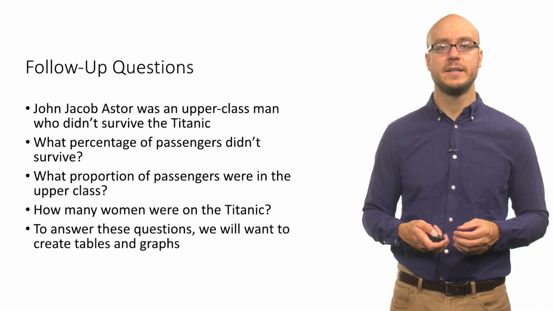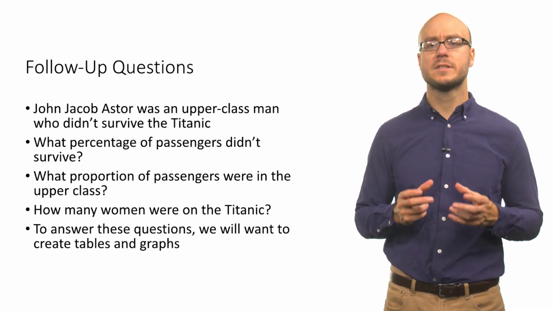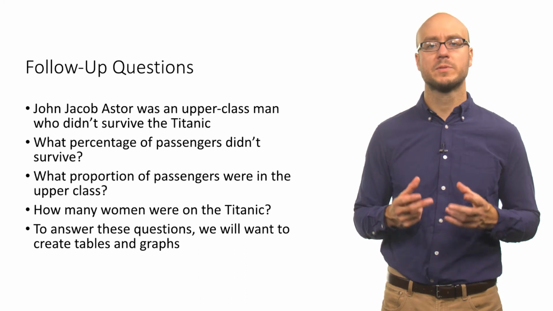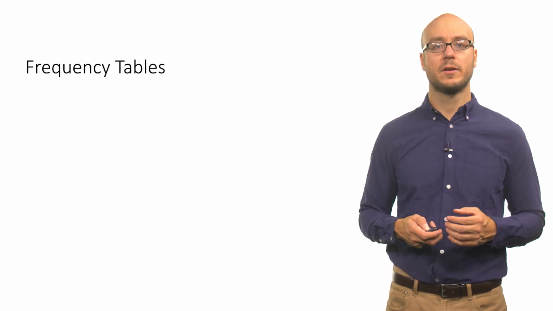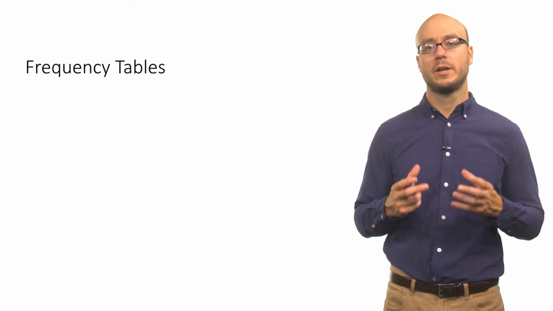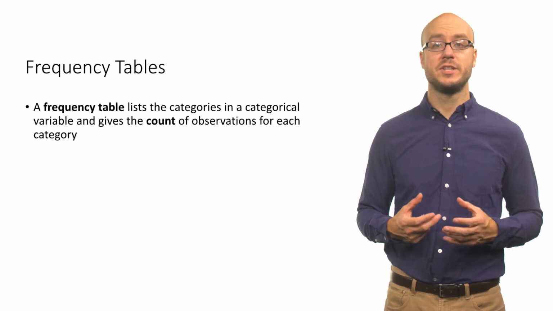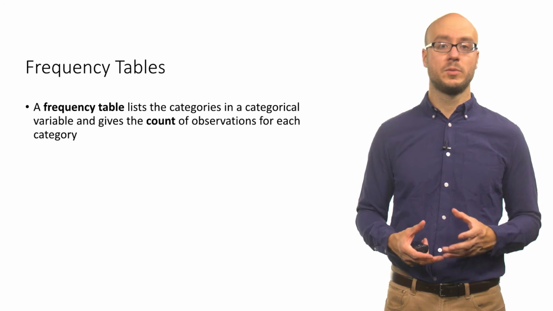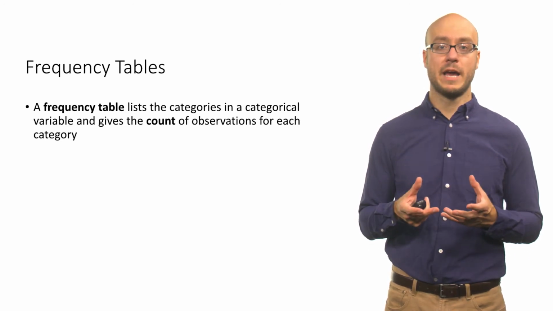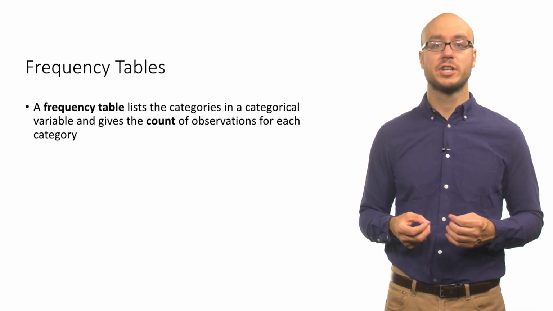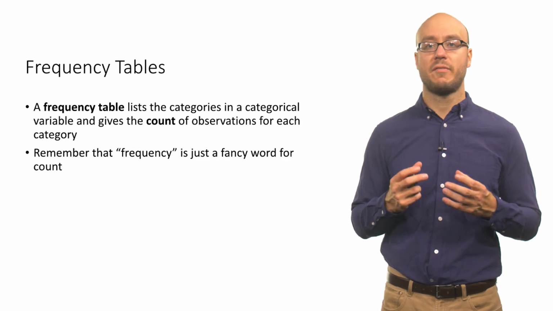investigation of various ideas. So to answer these kinds of questions, we will want to create tables and graphs for a single categorical variable. One way to really create a table of counts is through frequency tables. A frequency table is just that. You take a categorical variable and you just calculate the counts of observations for each category. Frequency is just a fancy word for counts. So if you ever hear the word frequency, think counts. You're just counting up how many in each category in terms of observations.